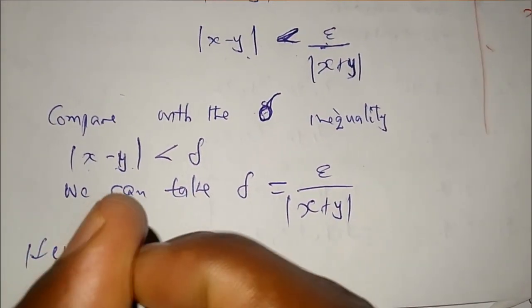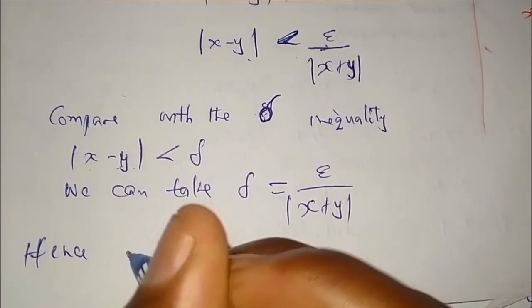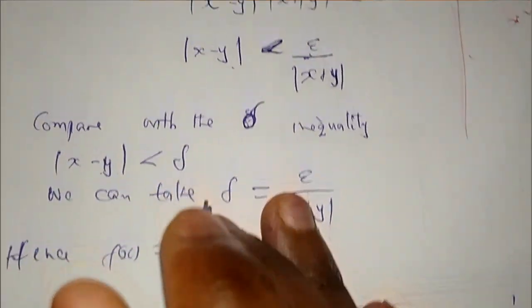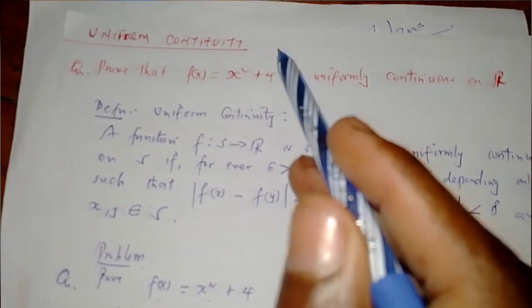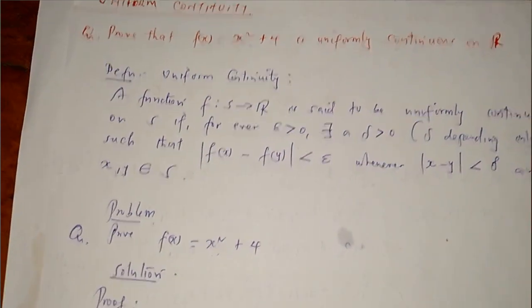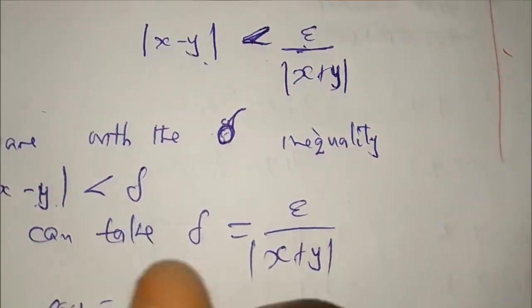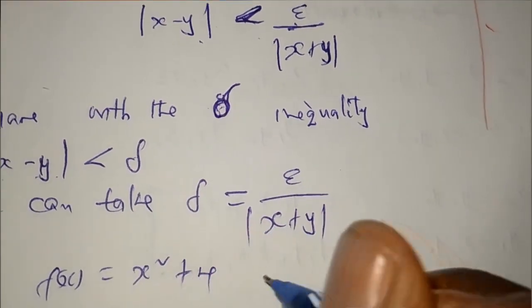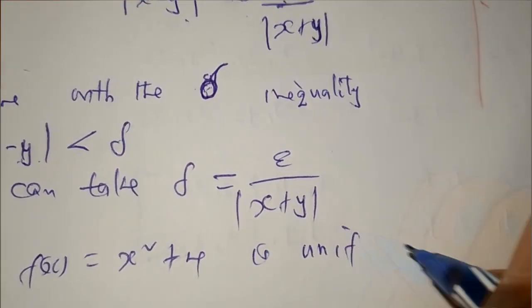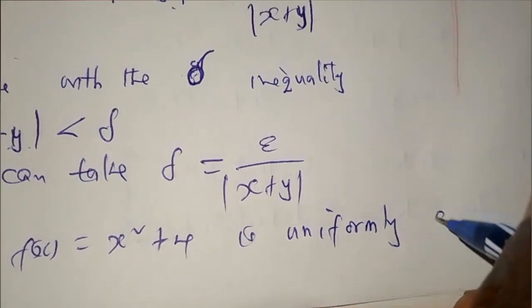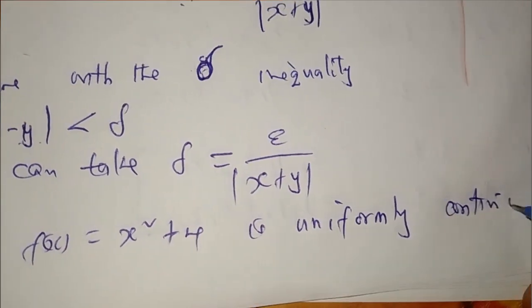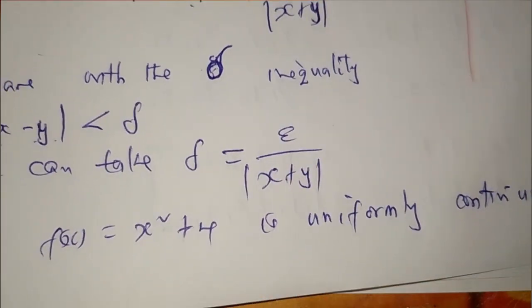And hence you can say f(x) equals x squared plus 4 is uniformly continuous on R.